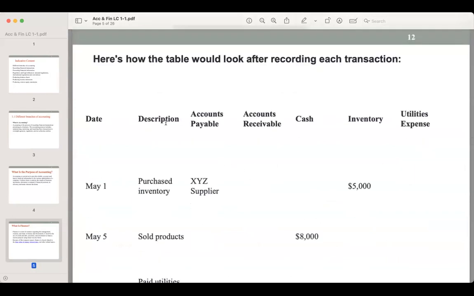Like descriptions, accounts payable, accounts receivable, cash, inventory, utilities. So first one is, on first May, when ABC company purchased inventory worth $5,000 on credit from a supplier. When ABC company bought the inventory, they didn't pay cash right away. Instead, they received it on credit, which means that they have to pay XYZ suppliers later. So to record this transaction, we will increase the inventory account by $5,000 and also increase the accounts payable account by the same amount.